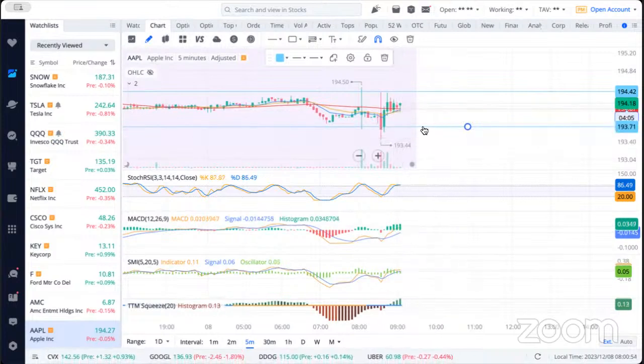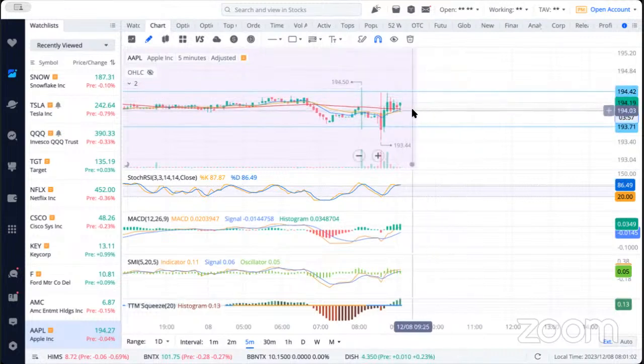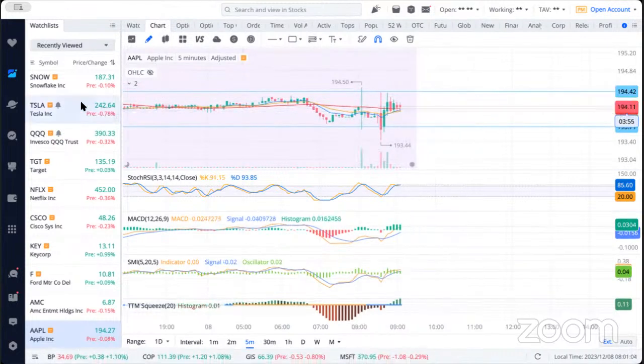So 193.71 looks good. So we're looking for that fluctuation, 5 minute good, 15-minute chart best off of the bell for some trades, going ahead and getting in.